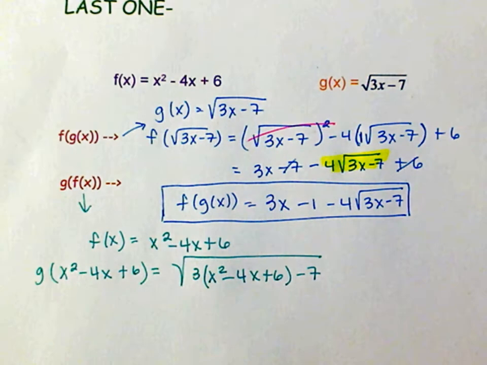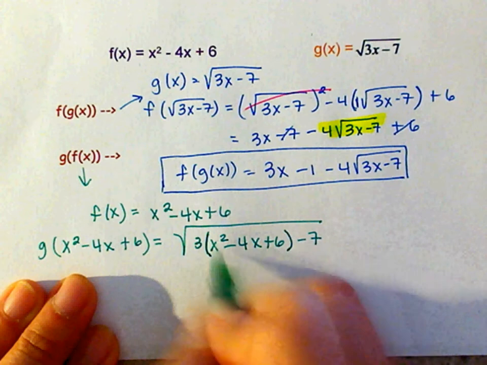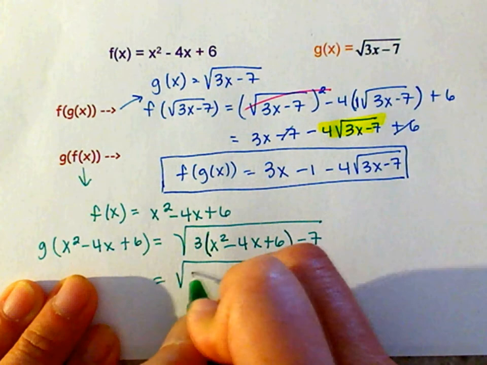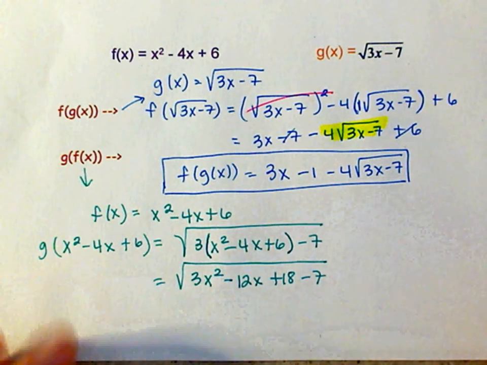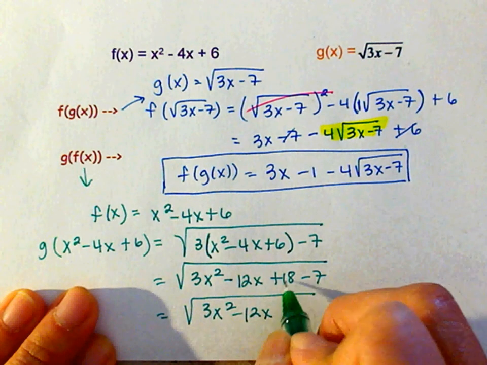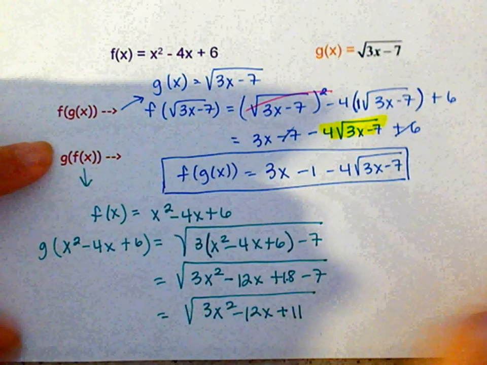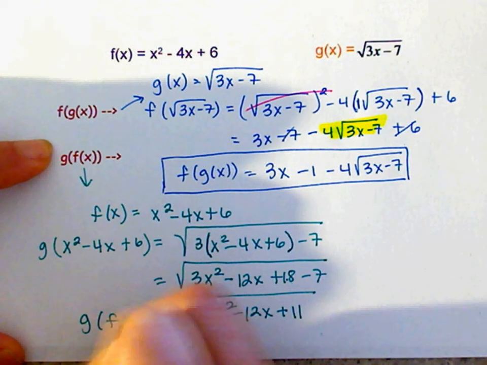Okay. Parentheses. Inside, nothing to do, so you're going to go ahead and distribute. All of that is under your square root. So 3x squared minus 12x plus 18 minus 7. Combine your like terms. So you got 3x squared minus 12x. 18 minus 7 is positive 11. Nothing else for you to do. So there's your function for g of f of x.